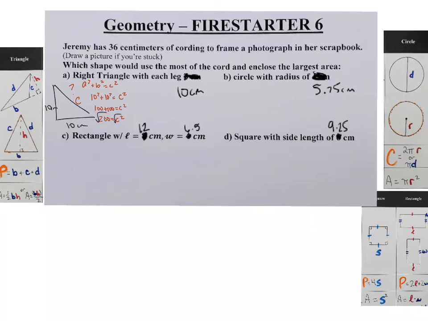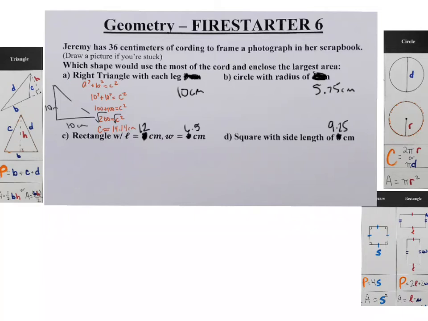So to figure out what the actual side length is, remember this is Pythagorean theorem. We've all done it before. So I end up with c equals the square root of 200. So on my calculator, I do radical symbol, 200. I end up with 14.14. And it's about. It's not exact. So it's 14.14 centimeters.